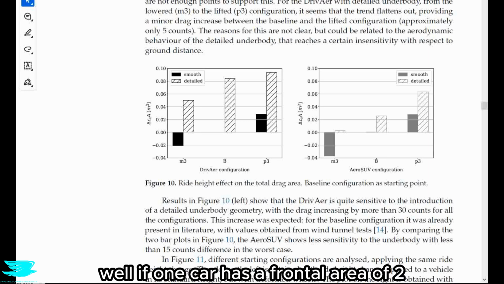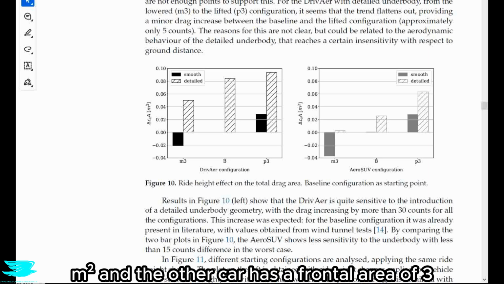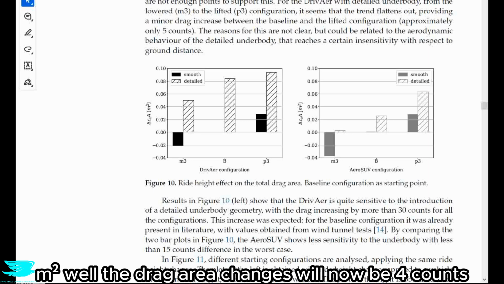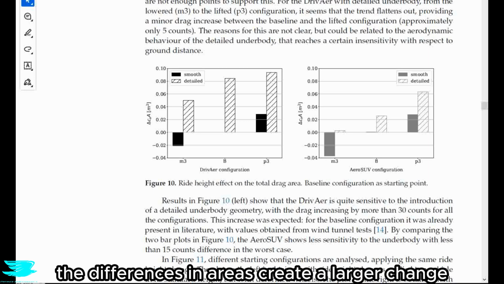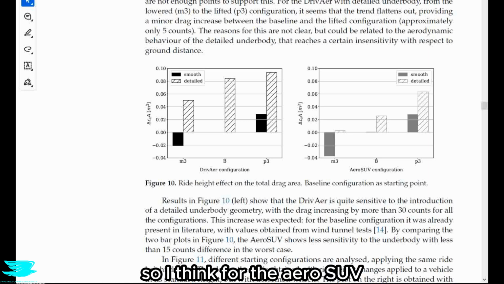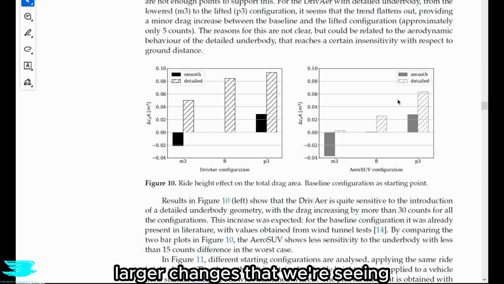Well, if one car has a frontal area of 2 square meters and the other has a frontal area of 3 square meters, the drag area changes will be 4 counts and 6 counts respectively, literally just because of the area changes. So even though the drag coefficient changes were exactly the same, 2 counts, the differences in areas create a larger change. So I think for the Aero SUV, the area is probably one of the driving factors behind these larger changes that we're seeing compared to the Driv Air model.